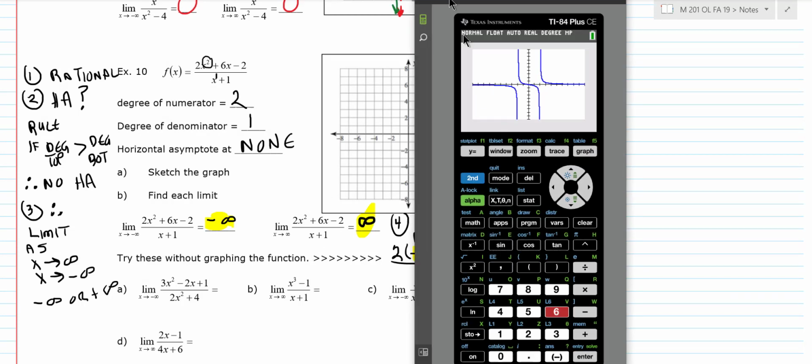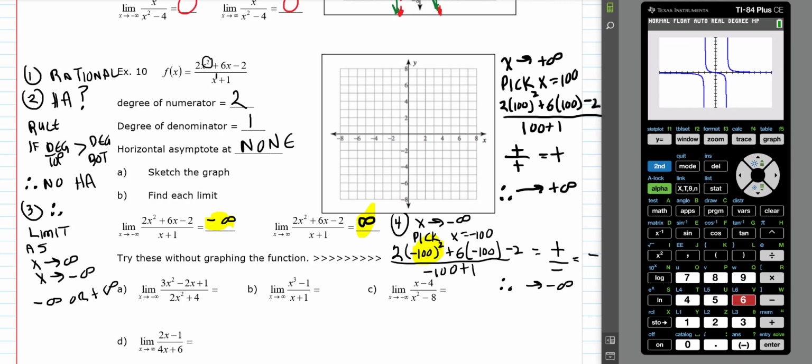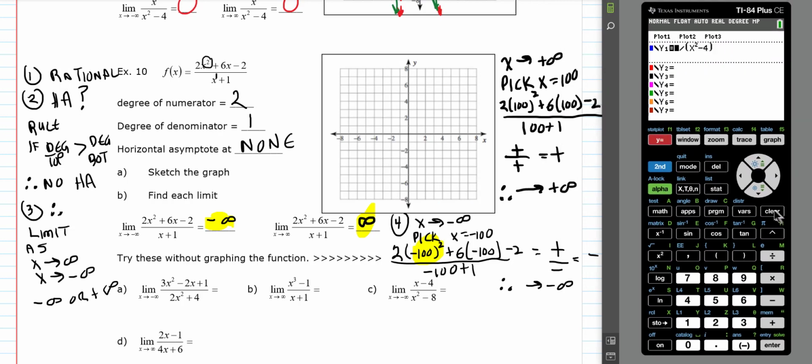All right, so let's graph this on the calculator. Let's go ahead and put that in. Let's put the function in and just see what this looks like. And I think this will help you understand this. So the numerator is 2x to the second plus 6x minus 2. And then the denominator is x plus 1. Okay, and let's do a zoom 6, just a standard window.